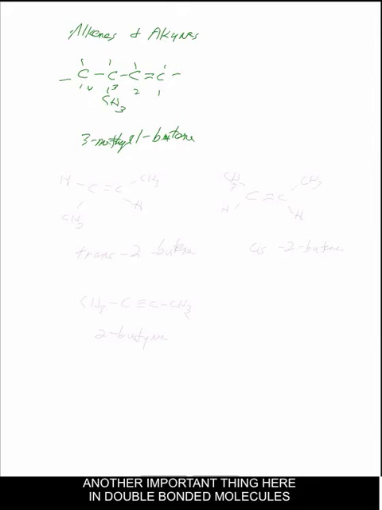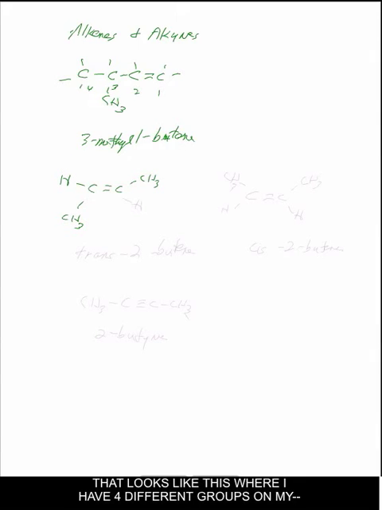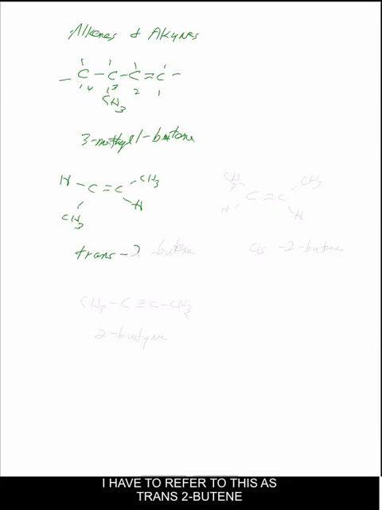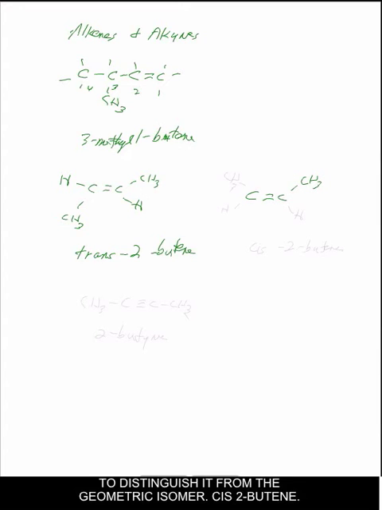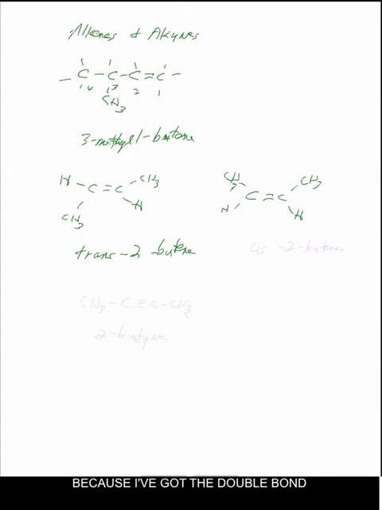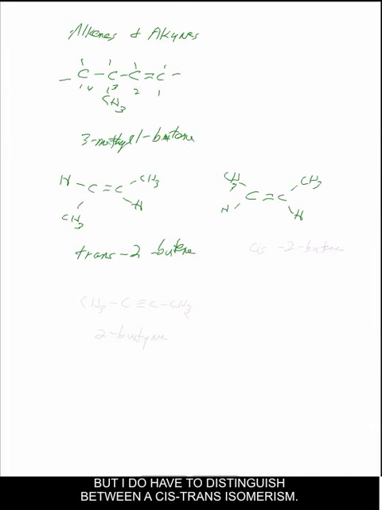Another important thing in double bonded molecules is the cis-trans isomerism, and remember that if I have a molecule that looks like this, where I have 4 different groups on my double bond, I have to refer to this as trans-2-butene to distinguish it from the geometric isomer cis-2-butene. And notice, of course, it's a 2-butene because I've got the double bond in the second position, whether I number it left to right or right to left. But I do have to distinguish between the cis-trans isomerism.